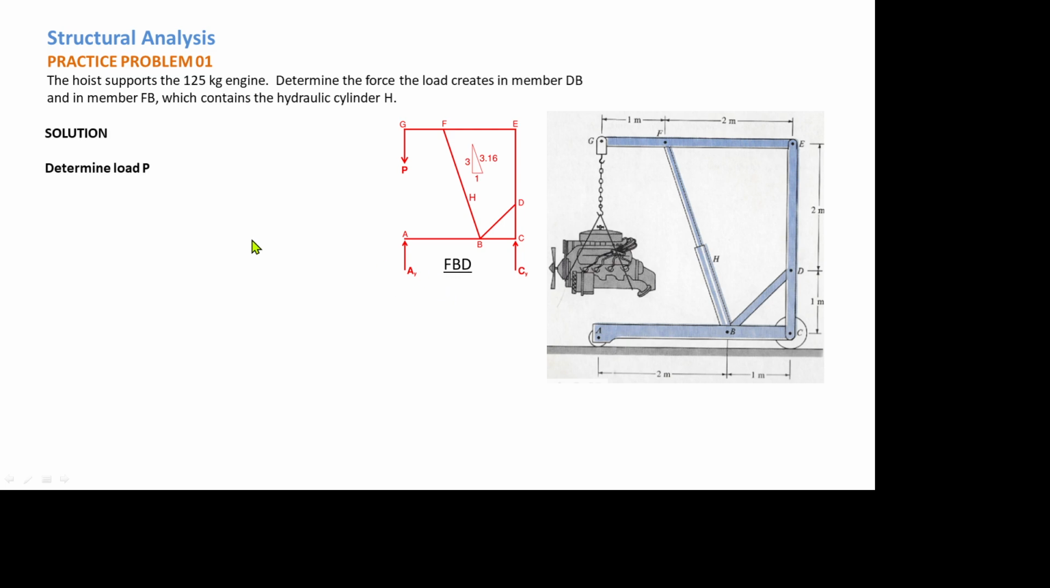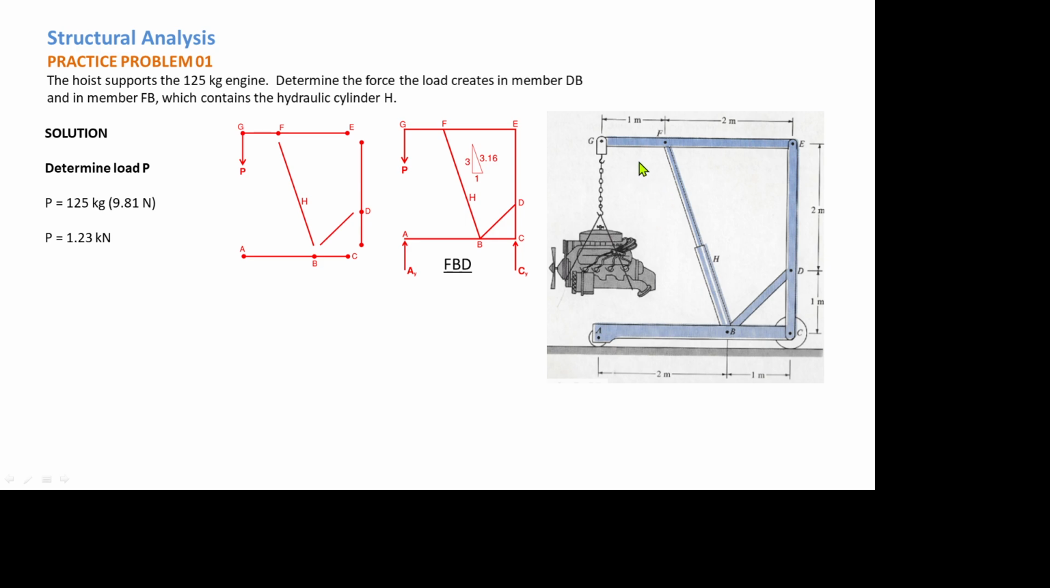So determine the load P. First of all, we have to determine the load P here. So the load P actually is only the 125 kilogram engine. Since it is in kilograms, we will convert it into Newtons. We have to multiply it by 9.81 to become a force. So 1.23 kilonewton, that is the equivalent in kilonewtons.